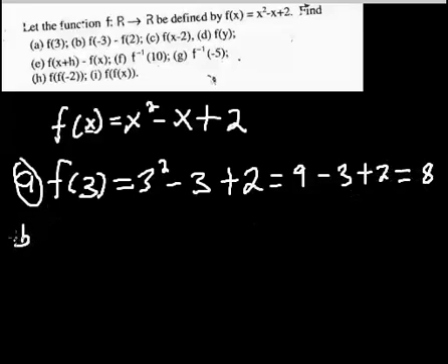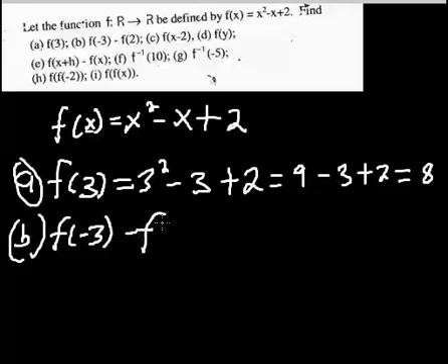B part of the question, let's do B. I'm asked to evaluate f of minus 3, then of course minus f of 2. So we do f of minus 3. Wherever I see x, I put minus 3. So that'll be minus 3 squared, minus 3 squared, right? Then minus into minus 3.